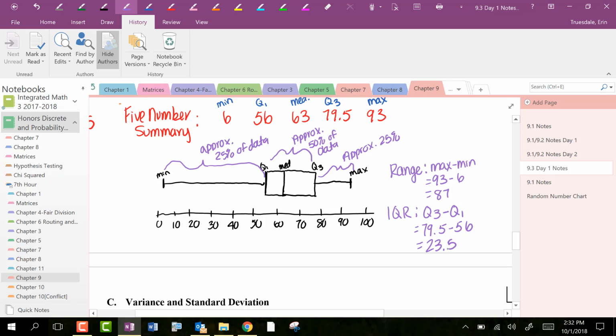Do you see the difference between these two things? The range is the max point minus the min. The interquartile range is just Q3 minus Q1. Okay? Other questions here? Okay, we'll stop there. We'll do the rest of it tomorrow. We'll talk about variance and standard deviation tomorrow.